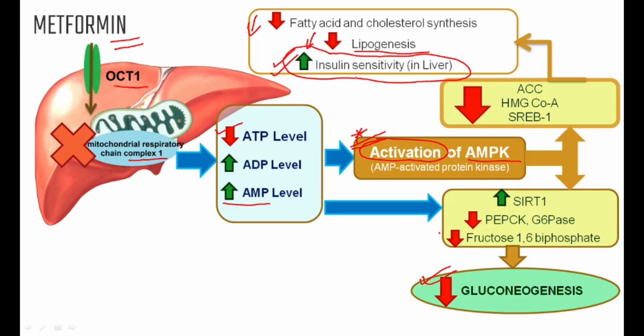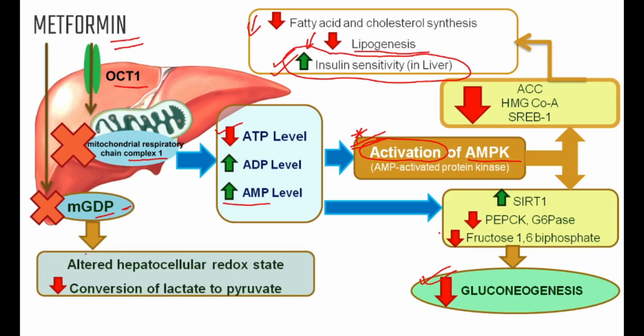Now if we look at metformin, it is also responsible for inhibition of mitochondrial glycerol phosphate dehydrogenase, or MGDP. It is a rate limiting enzyme of the glycerol phosphate redox shuttle. Clear? Now if there is an inhibition of the MGDP by metformin, it will in turn cause an altered hepatocellular redox state, as well as the conversion of lactate to pyruvate will also be inhibited.